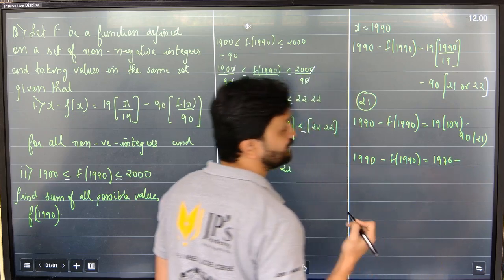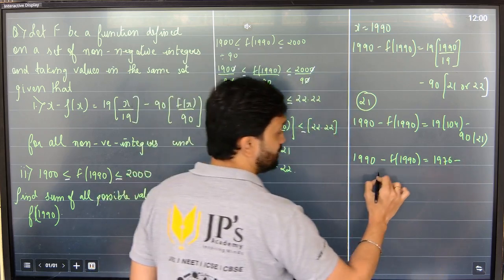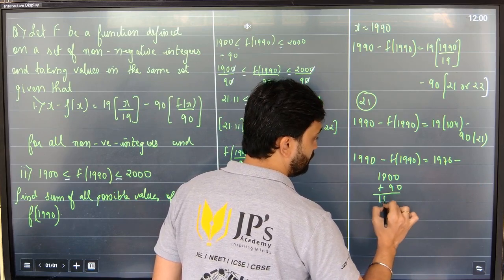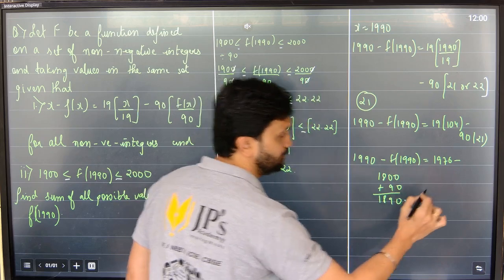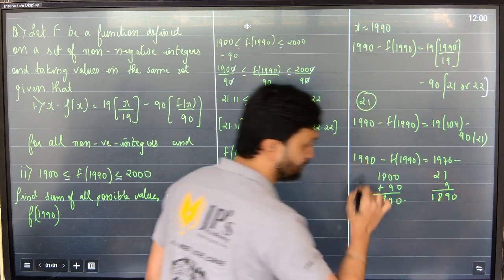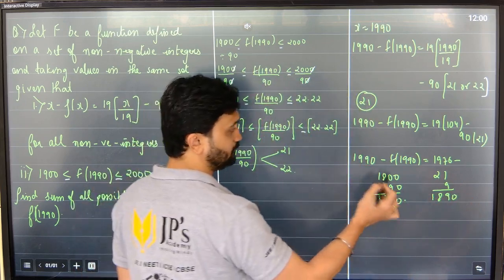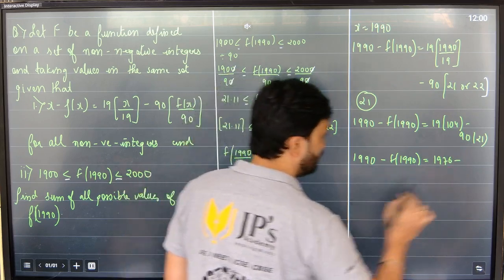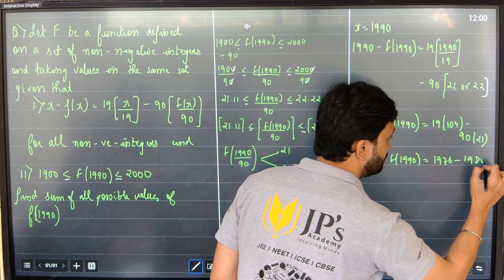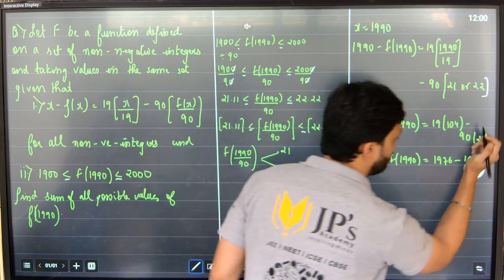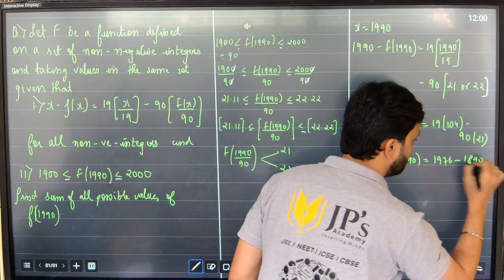1976 minus 1800 plus 90 will become 1890. You can try the calculation. I'll just show it to you. Okay, same value you have got. What I did was multiply it by 20, add 90, minus 1980 equals 1890, sorry, 1890, my bad guys.